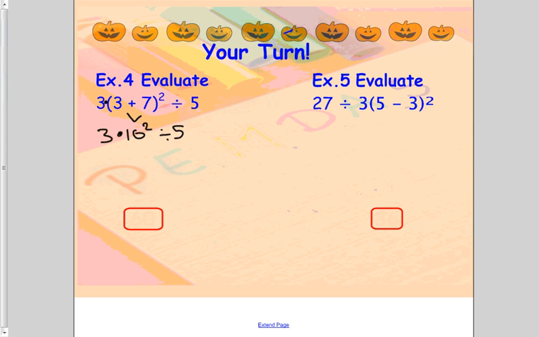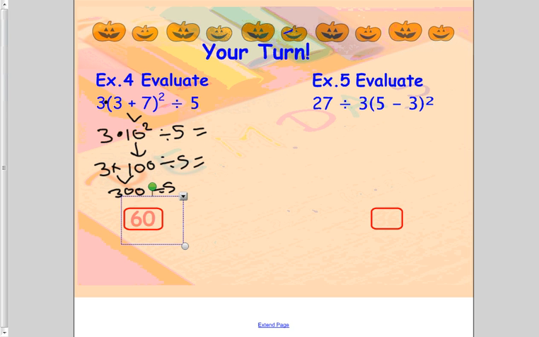All right, so let's walk through the problem again. Next thing we're going to do is exponent. 10 to the second power is 100. Let's rewrite the problem. 3 times 100 divided by 5. Now I'm going to multiply and divide in order. First I see multiplication. 3 times 100 is 300 divided by 5. And our answer is 60.